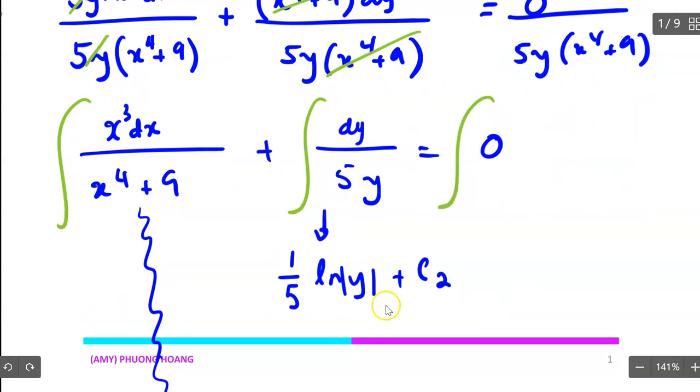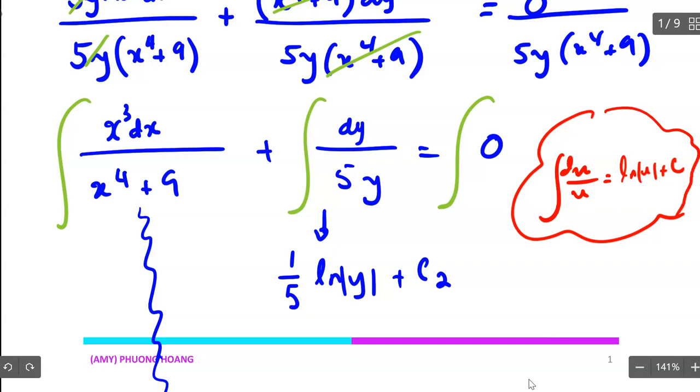So this one will give me 1 over 5 of ln of y. This integration is simple, everyone knows that already. Okay, so the formula is that the integral of du over u equals ln of u plus c. All right, so this is the formula that we were using.